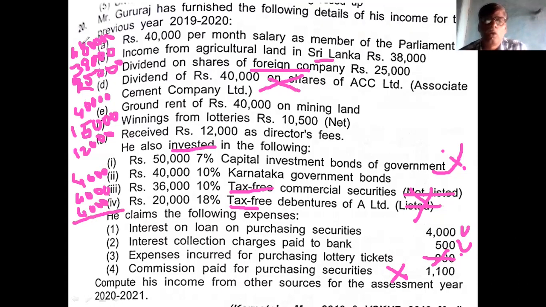Then out of this total, you deduct the 2 points. Less deduction under 57. First is interest on loan. Second is collection charge. 4,500. If you deduct 4,500, whatever answer comes, that is the income from other source. Up to the 20th problem you solve.